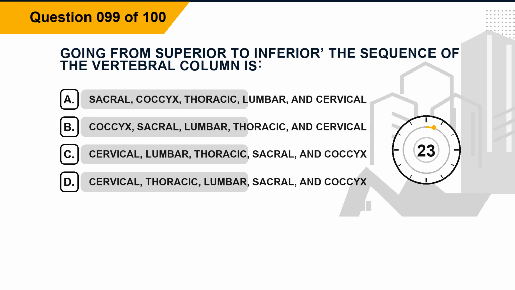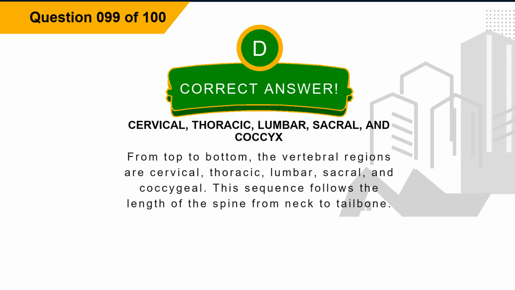Question 99. Going from superior to inferior, the sequence of the vertebral column is: Option A, sacral, coccyx, thoracic, lumbar, and cervical. Option B, coccyx, sacral, lumbar, thoracic, and cervical. Option C, cervical, lumbar, thoracic, sacral, and coccyx. Option D, cervical, thoracic, lumbar, sacral, and coccyx. The correct answer is option D, cervical, thoracic, lumbar, sacral, and coccyx. Explanation: from top to bottom, the vertebral regions are cervical, thoracic, lumbar, sacral, and coccygeal. This sequence follows the length of the spine from neck to tailbone.